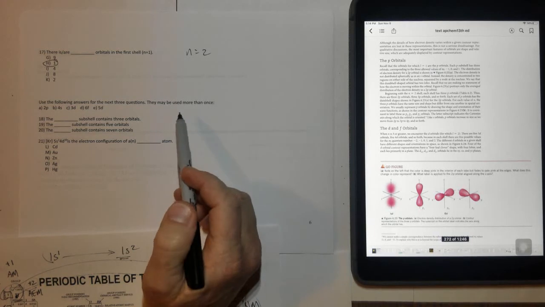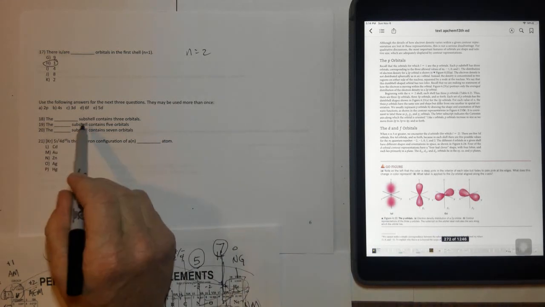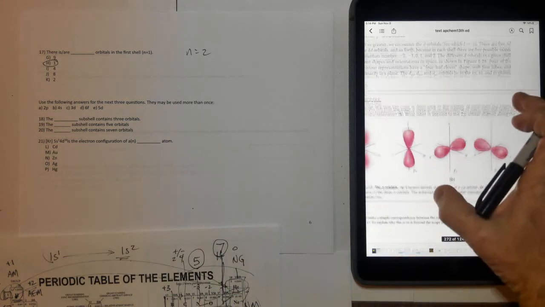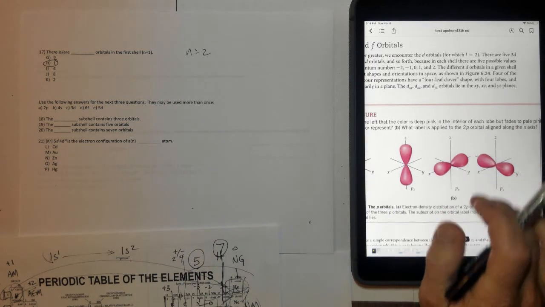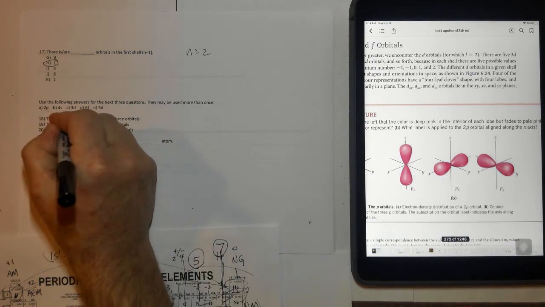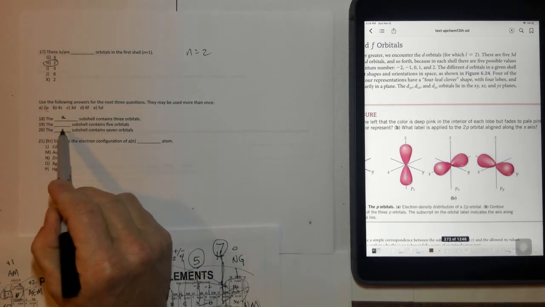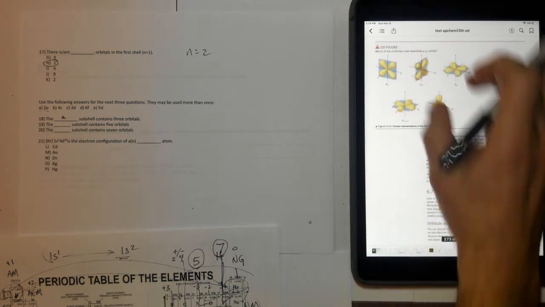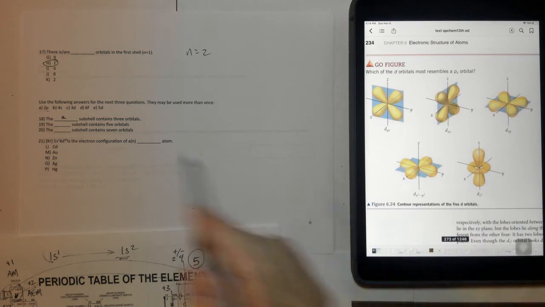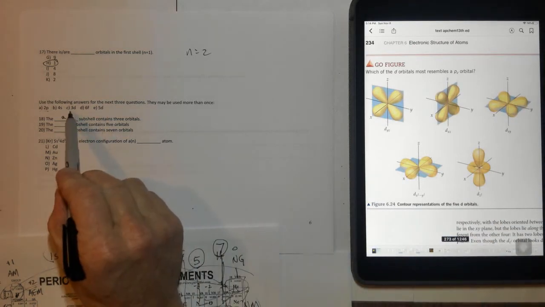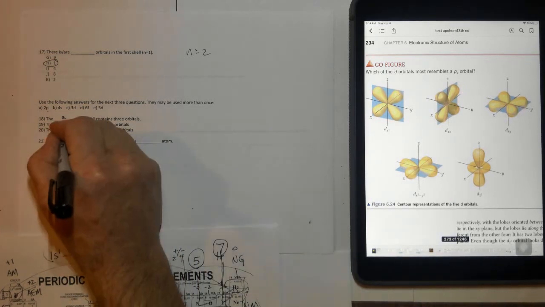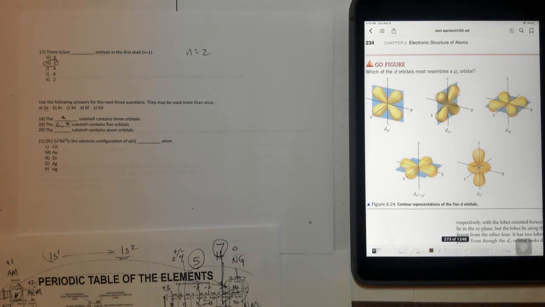Use the following answers in the next 3 questions. They may be used more than once. The blank subshell contains 3 orbitals. So the subshell that contains 3 different orbitals are the p orbitals, and so that would be the 2p right here, letter A. The blank subshell contains 5 orbitals. Remember, the 5 orbital containing one looks like this, and these are the Ds. And so you have to find one with a D in it, and it could be 3D, C, or it could be 5D. It could be E.